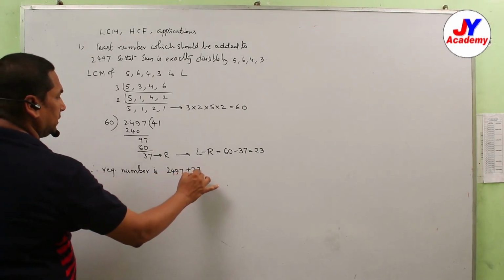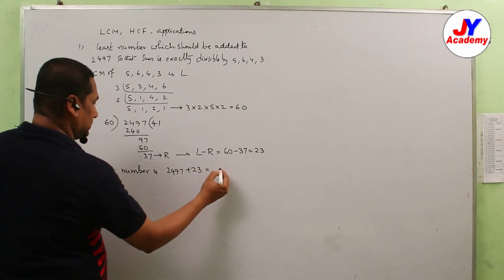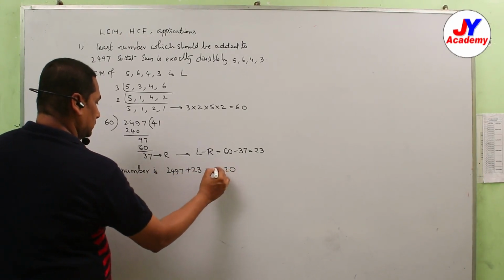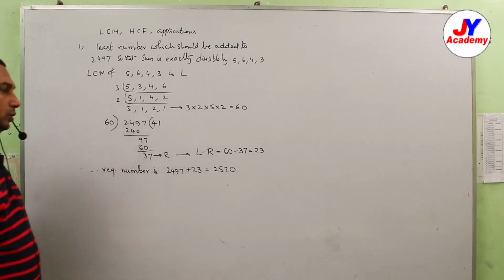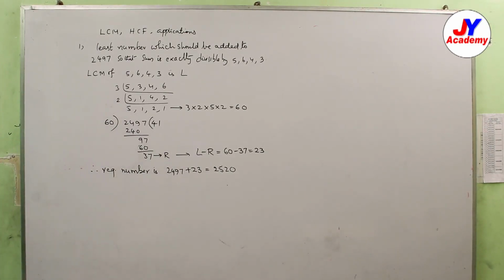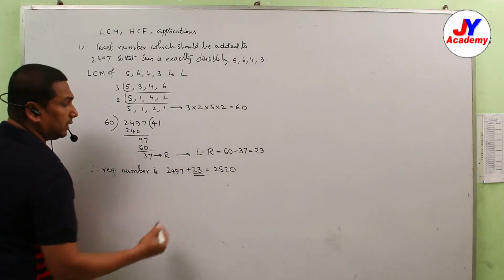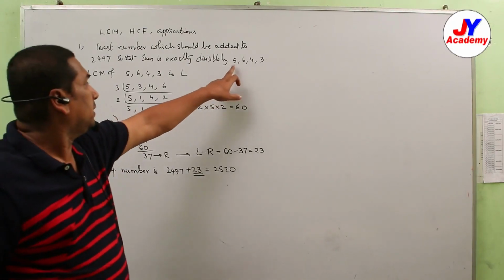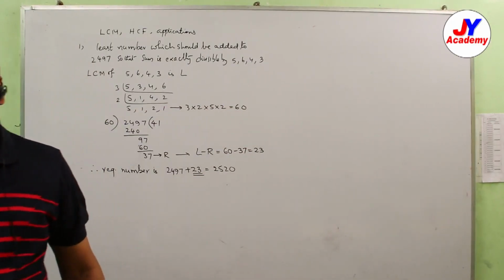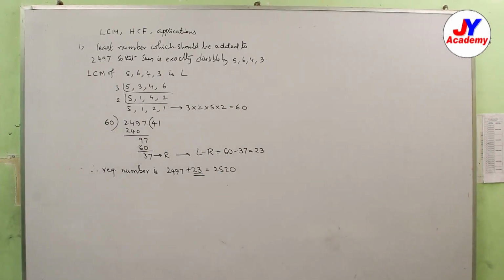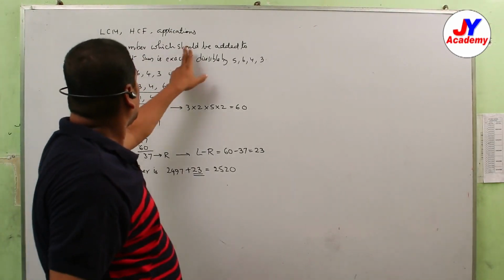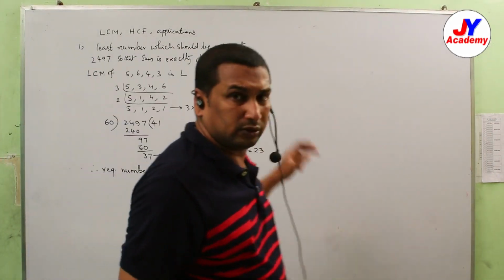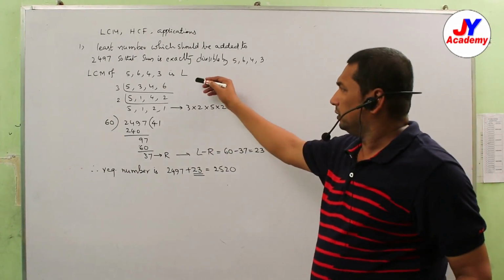Therefore the required number is 2497 plus 23, that is 2520. That's the required number. 23 is the least number added, so that the given number is divisible by all the 4 numbers. Let's go through the question: the least number which should be added to this number, so by doing this method.